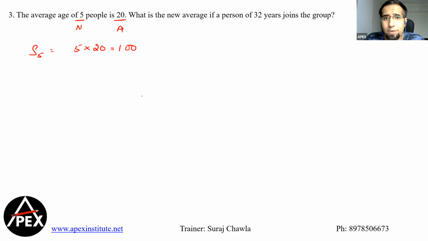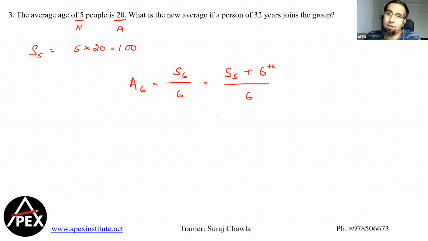Now, please understand the question is asking you the average of 6 people. The average of 6 people will be defined as sum total of 6 people divided by 6. I am looking at data in a different manner. I already have sum total of 5 people plus the 6th person divided by 6 will be the average of all of them. Clear, guys?